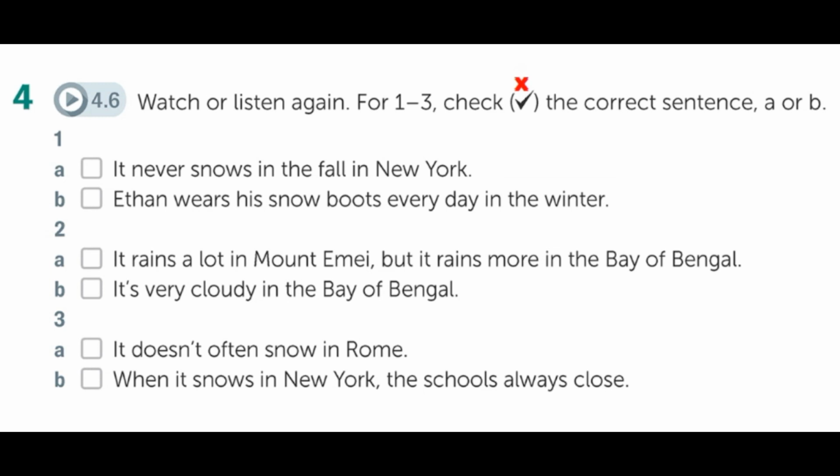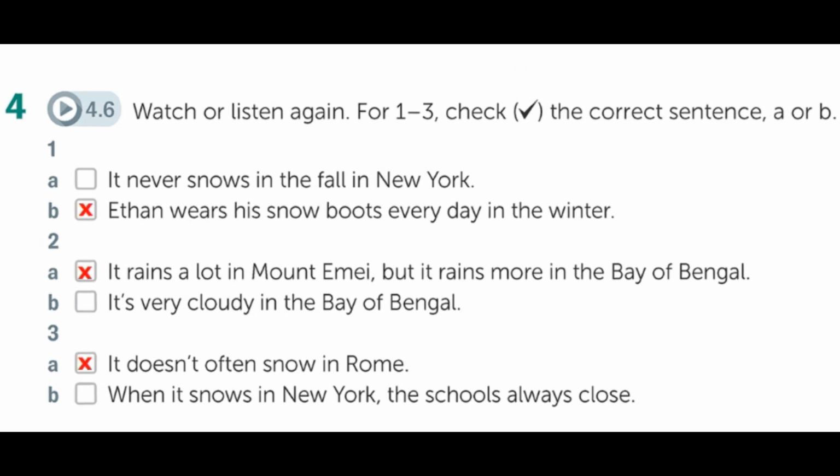So let's check the answers. Let's try to remember the video. Number 1, letter A. It never snows in the fall in New York. Or letter B. Ethan wears his snow boots every day in the winter. Let's check. Is it still snowing then? Yes, and it's really cold out there.